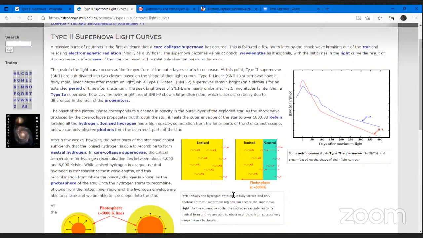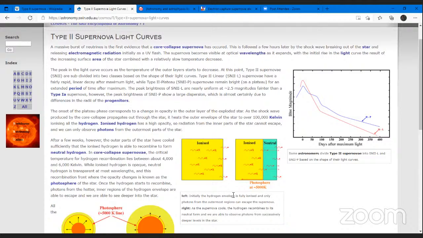So there is a general property distinguishing normal hydrogen and ionized hydrogen. That is, ionized hydrogen has a higher opacity compared to normal hydrogen. So if you see, the radiation from the inner parts of the star can't escape. Radiation means basically they're talking about the photons generally. So from the core of the star, the photons could not escape the outer layer.